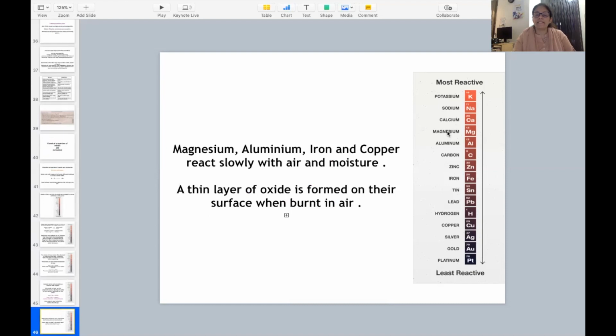Next are magnesium, aluminium, iron, copper. These are the metals which react slowly in the presence of air and moisture. Only a thin layer of oxide is formed on their surface when these are burnt in air. Otherwise, these are very slowly reacting metals. But when these are burnt in the presence of air, a layer of oxide is formed on the surface.